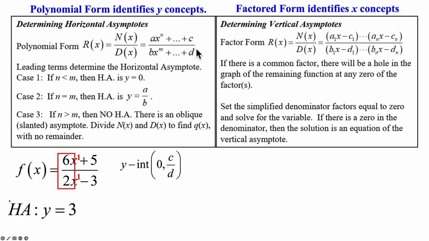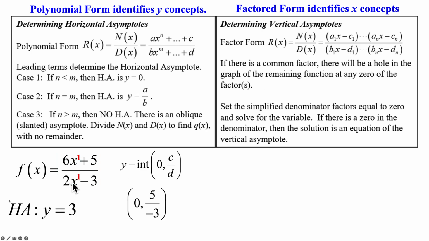Same thing here. Your y-intercept is going to be the ratio of the constants. Now, if there is no constant at the end, you put a plus 0 at the end. But if I'm putting plus 0 at the end, then I would have c over 0. I don't have a y-intercept, probably because my y-axis is going to be acting like a vertical asymptote. So in this case here, 5 over negative 3, or negative 5/3, is my y-intercept.